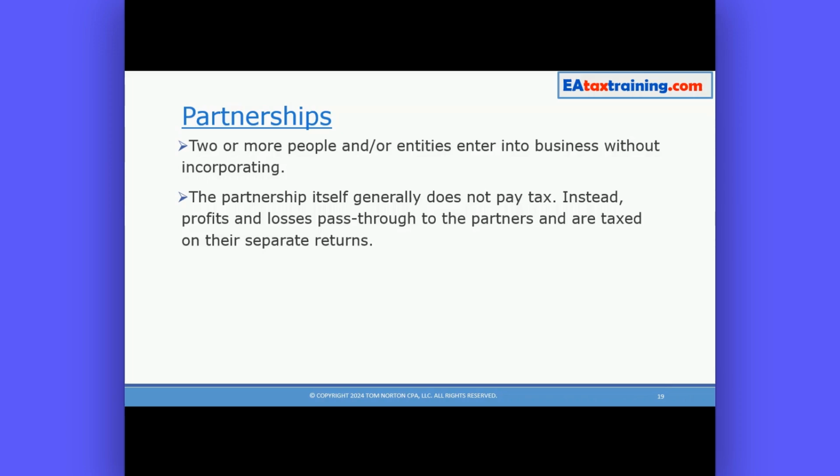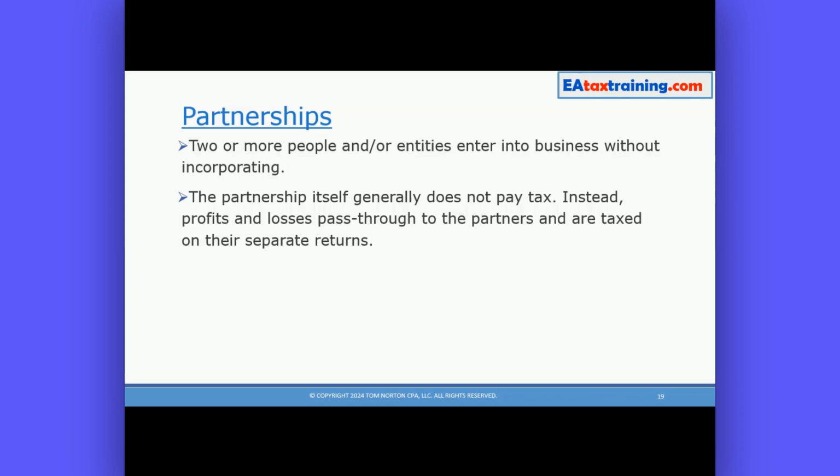As we are going through this, for simplicity's sake, I will often speak of the partners as if they were individual taxpayers. It's just easier to discuss that way, and it's more relevant to what you're likely to be tested on the EA exam. Most of the questions there are going to assume individual taxpayers as being the partners.